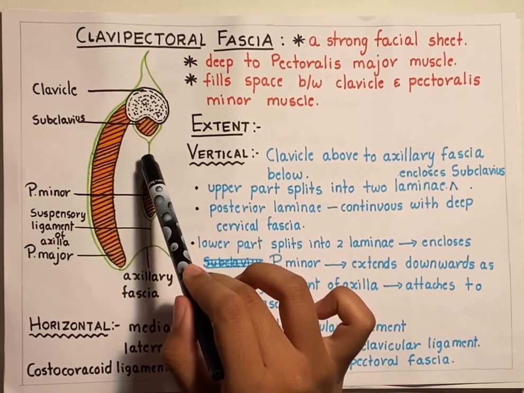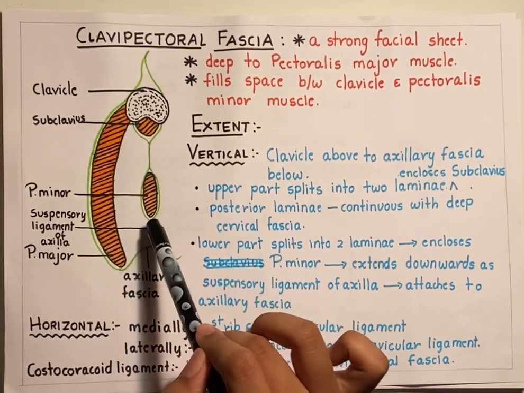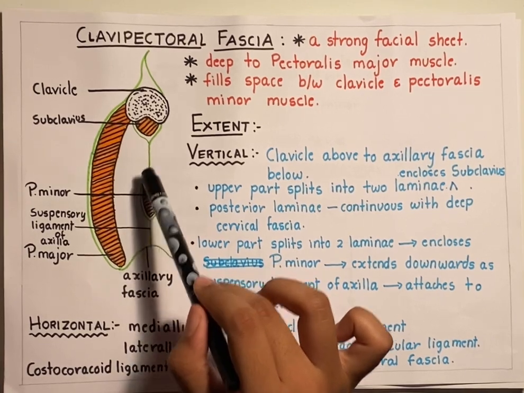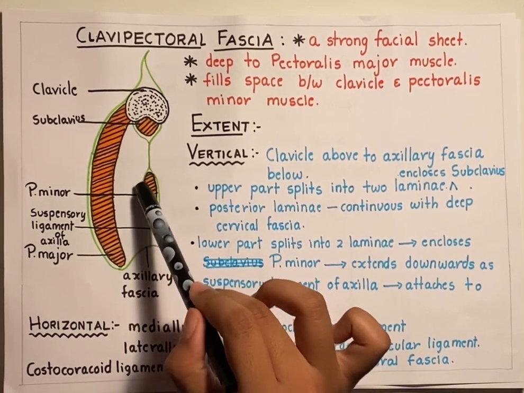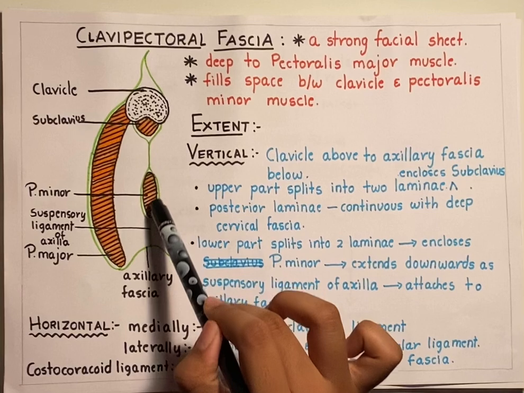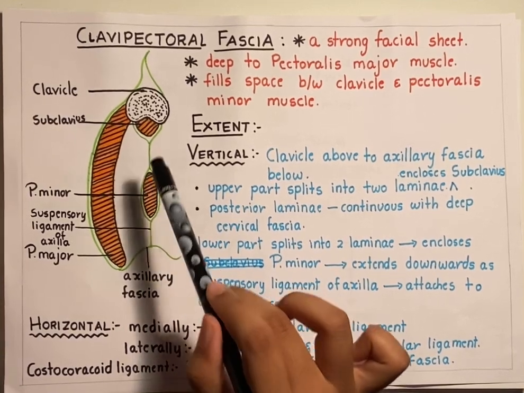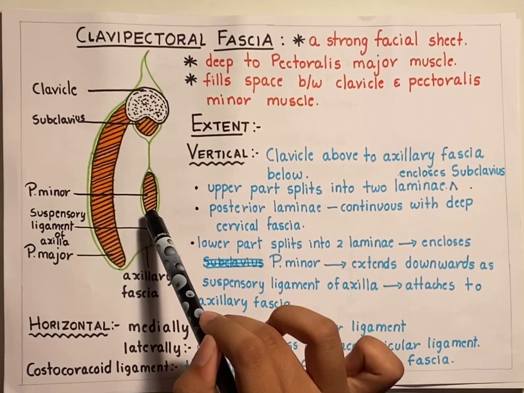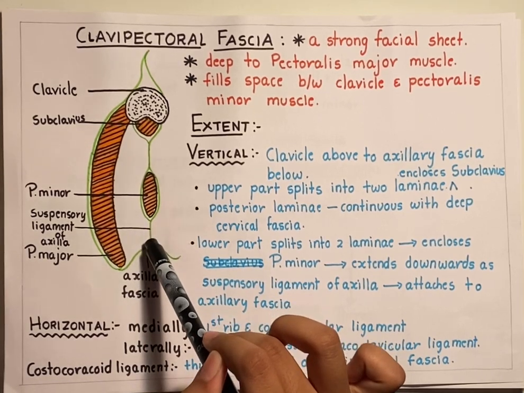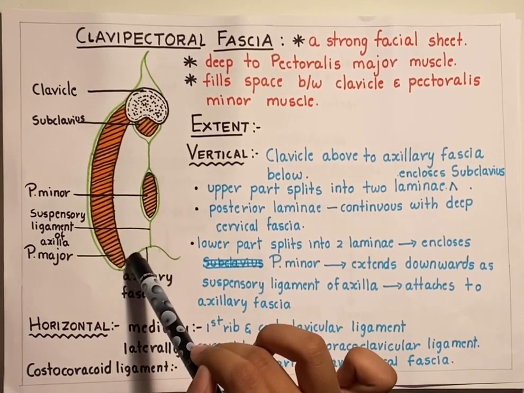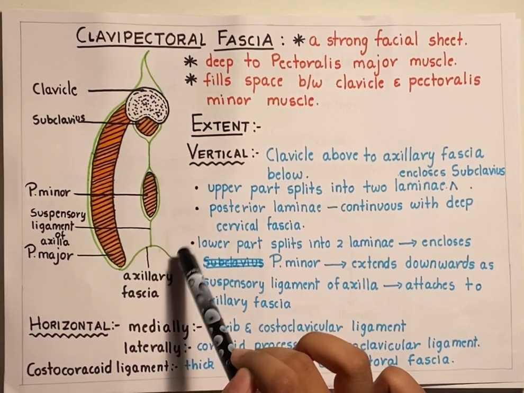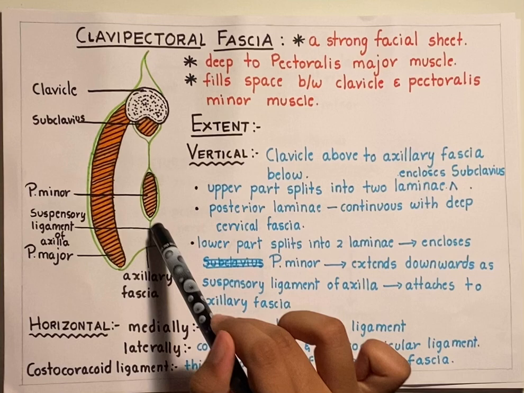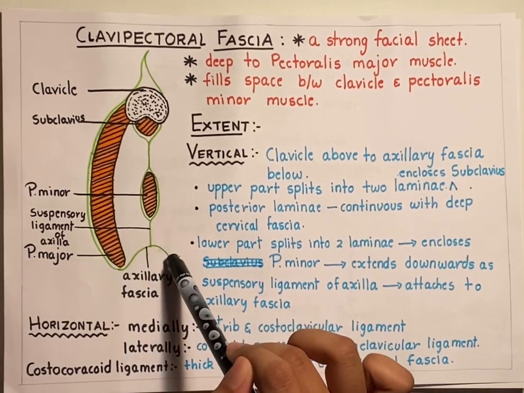Now coming to the lower part of the clavipectoral fascia, the lower part splits into two laminae as well and encloses the pectoralis minor muscle. Later, this clavipectoral fascia extends downwards as the suspensory ligament of axilla and joins the axillary fascia. This suspensory ligament of axilla is responsible for maintaining the dome shape of the axilla.